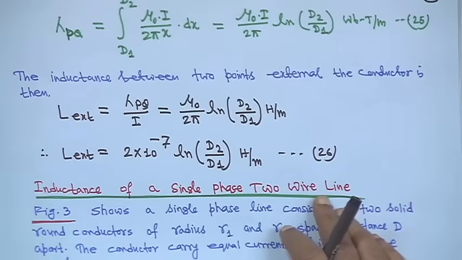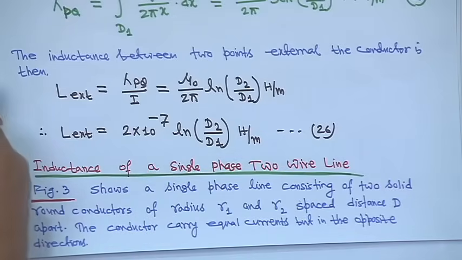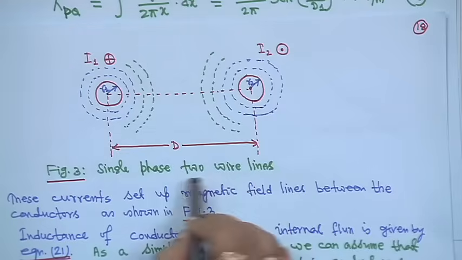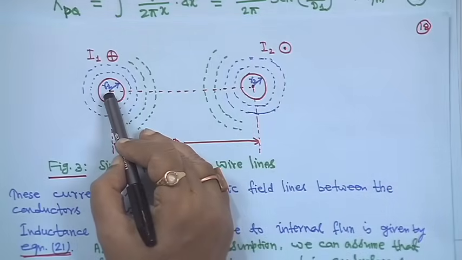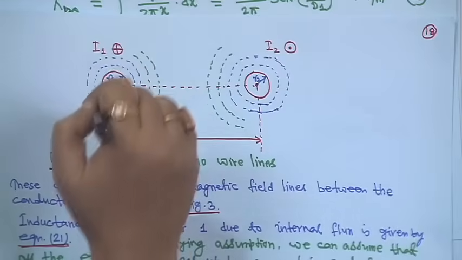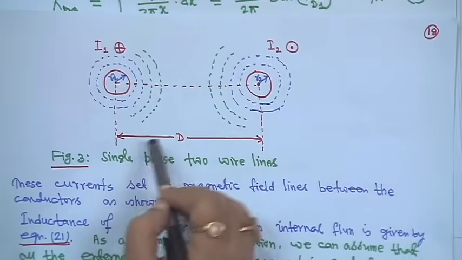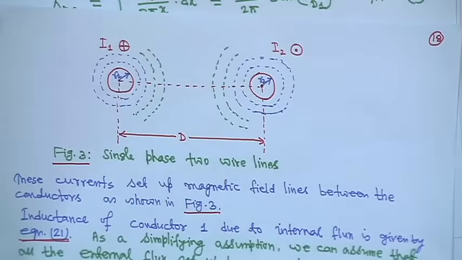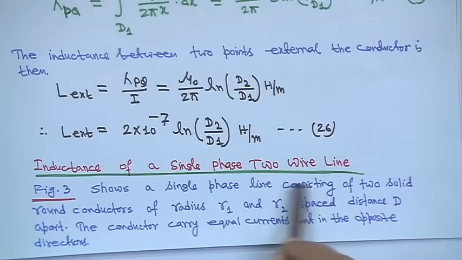Next is the inductance of a single phase 2 wire line. Suppose you have taken a single phase 2 wire line. This is one conductor, the red one, and this is another conductor. We assume its radius is r1 and the other's radius is r2. Its current is I1, and the plus means the current is entering into the page of the conductor. This is the return path, and the dot shows the current leaving the page. The distance between these two conductors is d. So this is a single phase 2 wire system. One carries current I1 and this is the return path, and we have to find out the inductance of a single phase 2 wire line.